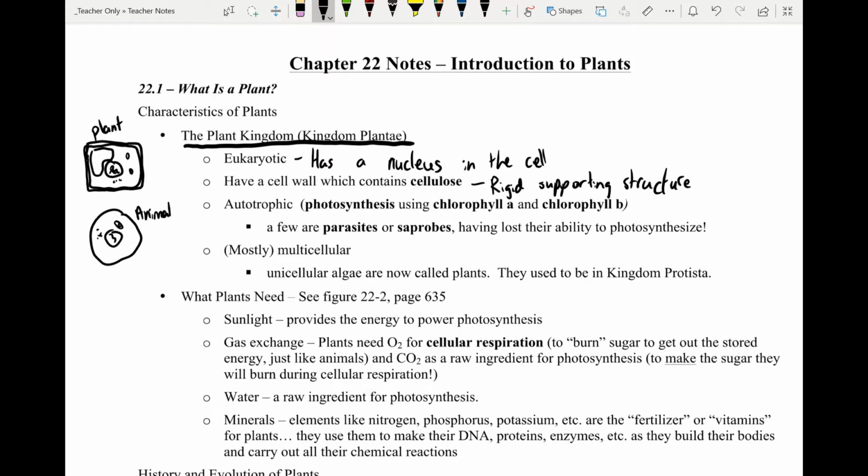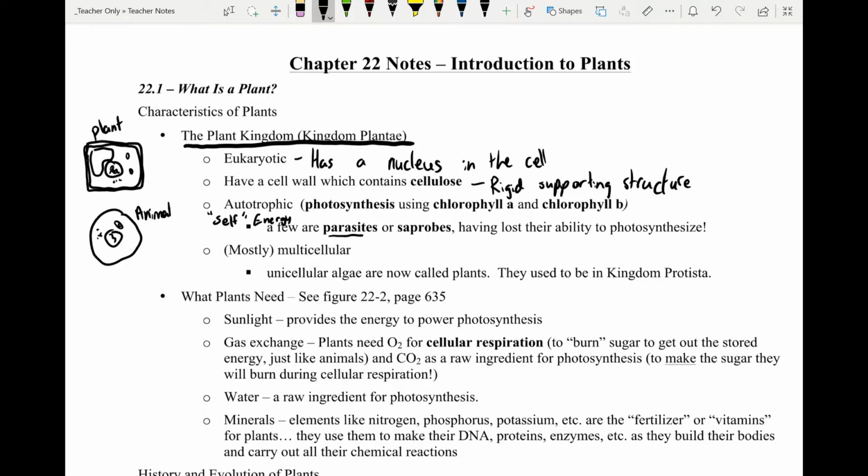Alright, next up, something called autotrophic. This is referring to how they get their energy. We talked about this at the beginning of the year. Auto, in this case, we can refer to as sort of self. And anytime you see the word trophic, or part of the word trophic, it means energy. So for us to consider something a plant, it has to be able to produce its own energy. The main way it does this is through photosynthesis, and it uses 2 types of chemicals, either chlorophyll A and chlorophyll B. There are a few plants that fall out of this category.